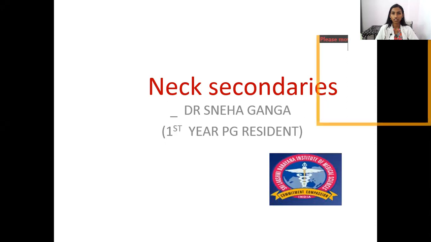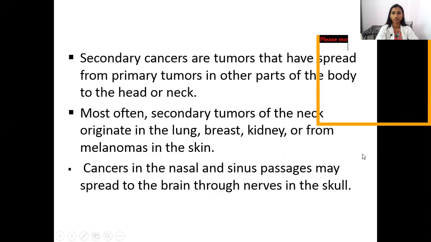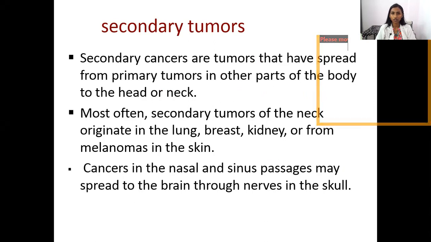So today I'll be talking about neck secondaries. Secondary cancers are tumors that have spread from the primary tumors in other parts of the body to the head or neck. Most often, secondary tumors of the neck originate in the lung, breast, kidney, or from melanomas in the skin. Cancers in the nasal and sinus passages may spread to the brain through nerves in the skull.